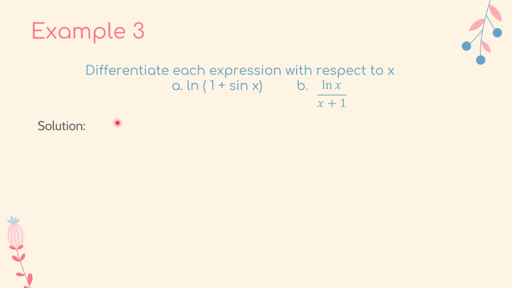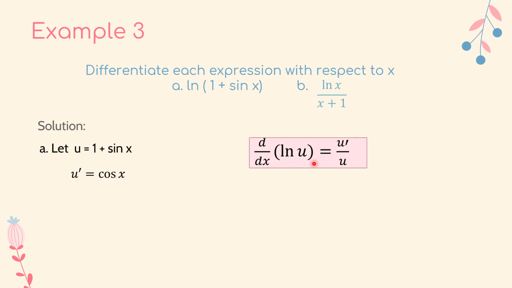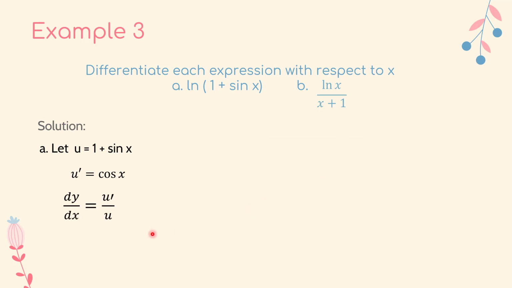Now let's try example 3 by using our formula. Let's differentiate this expression with respect to x: ln(1 plus sin x). Here, we let u be 1 plus sin x, so that u prime is the derivative of sin x, which is cos x. Then, using the derivative of ln u, which is u prime over u, u prime is cos x and u is 1 plus sin x. So this is the result of example 3 part A.